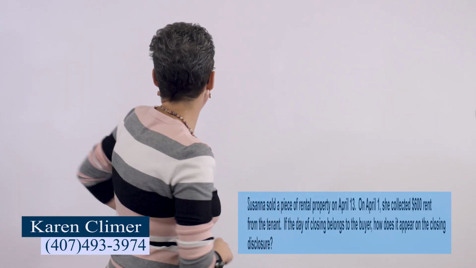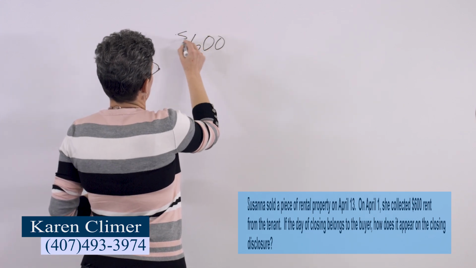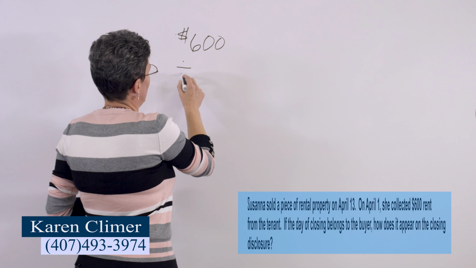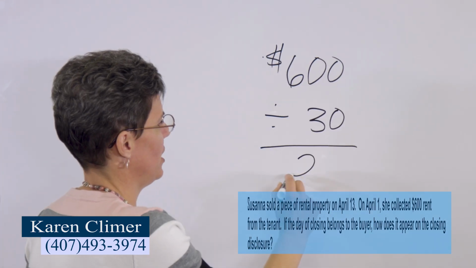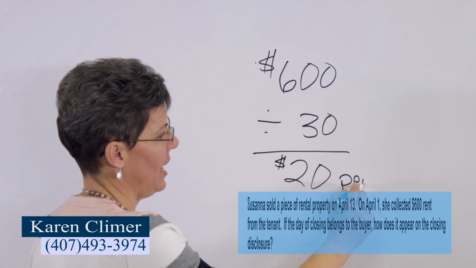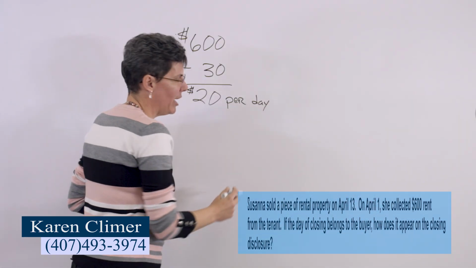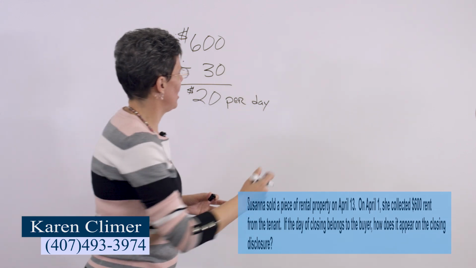So we're going to take the rent, $600, divided by 30 days in April. That's going to give us $20. So if we paid rent by the day, we would pay $20 every day. And how many days are we talking about?